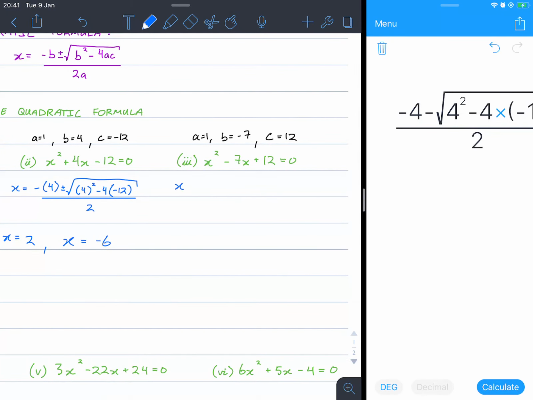We have x equals negative of negative 7 plus or minus the square root of negative 7 squared minus 4 times a, which is 1, I'm not going to write that in, times 12, like that. All over 2 times a, which is just 2.